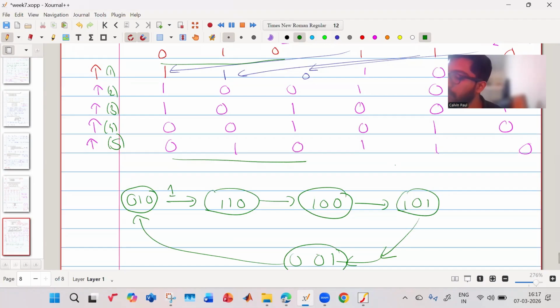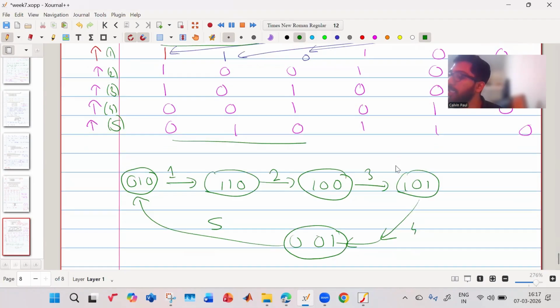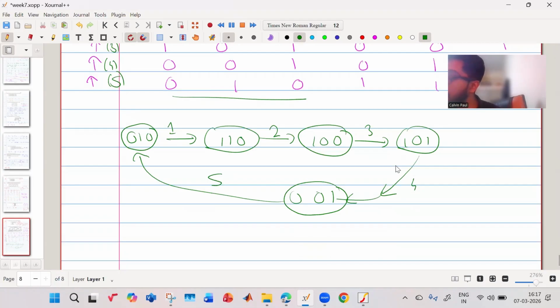So this happens in the first clock, second clock, third clock, fourth clock, fifth clock. So totally, this is a repetitive sequence. How many clocks are needed? It needed 5 clocks. Okay, so 5 clocks means 5 into 40 nanoseconds. 5 into 40 nanoseconds will become 200 nanoseconds.